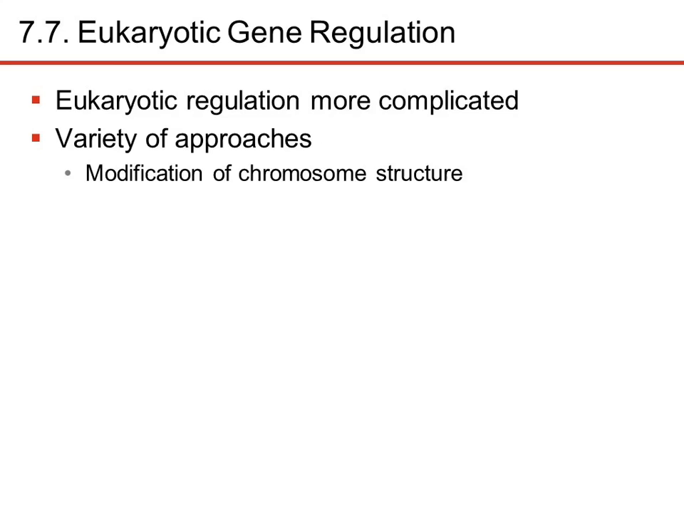Another way that transcription is controlled in eukaryotic cells is sometimes the chromosome structure is modified. Sometimes we get the nucleotides actually being modified just a little bit, and now we know that methylation on the chromosome actually does a lot to control the expression of the promoter.